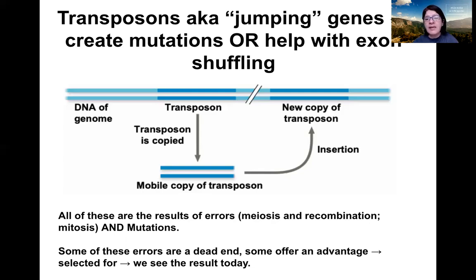Now, some of these are dead end. Okay, they don't offer any kind of advantage. Some of these are detrimental, so the organism will not survive and reproduce, so we don't really see them. Then once we do see, however, our evidence that these things are happening, and the reason we see them is because they have conferred some kind of advantage. They have been selected for.